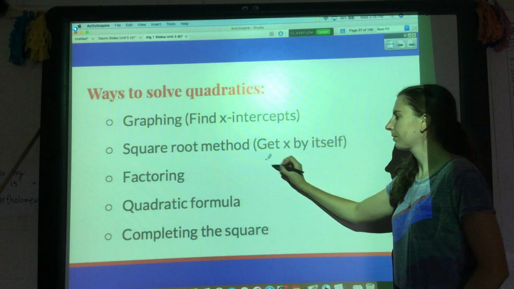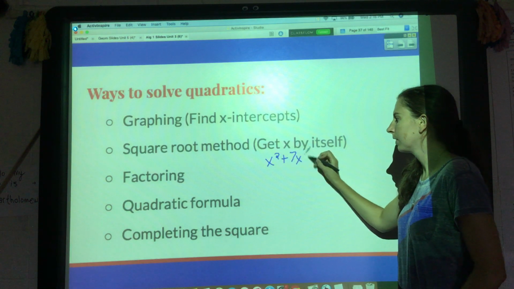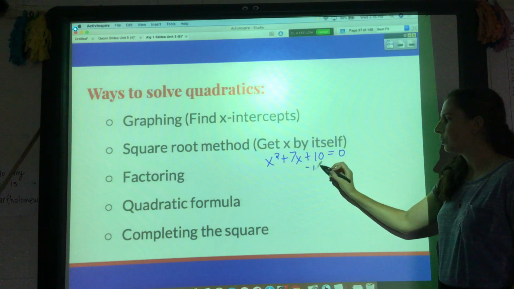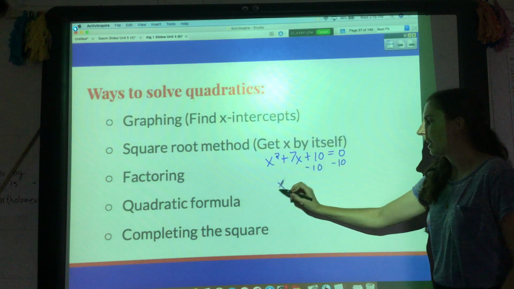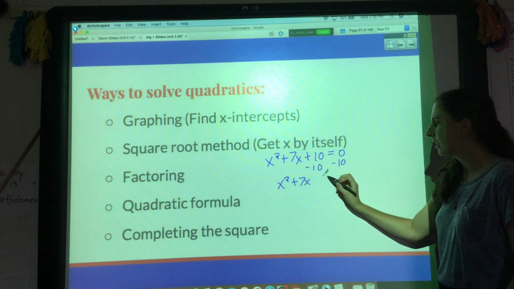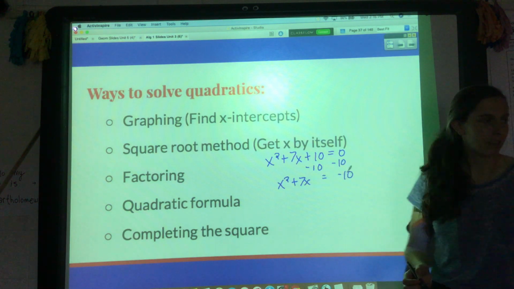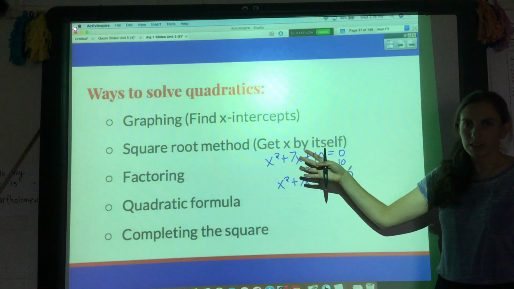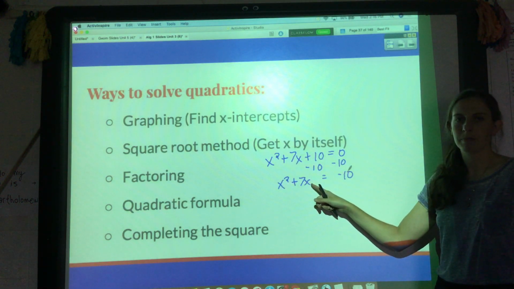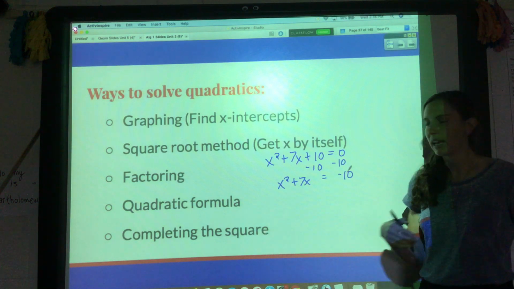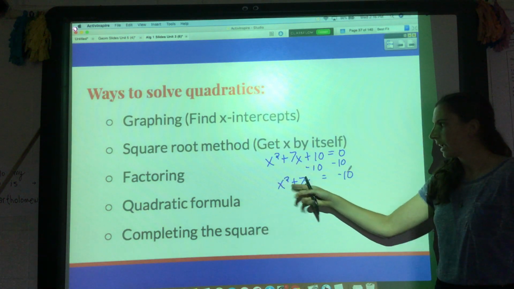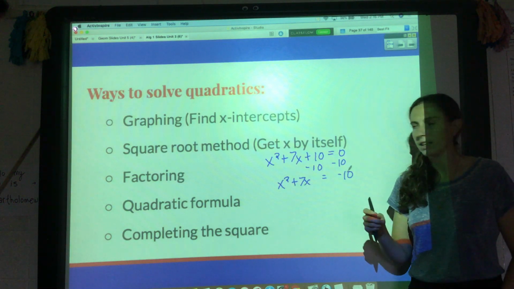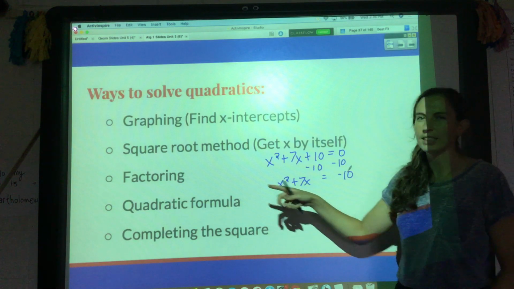For example, if I were trying to solve this quadratic with square root method, I would subtract 10 from both sides and get x squared plus 7x equals negative 10. But the problem with this is I can't get x by itself because there's two of them. There's a way to handle this that we'll talk about later, but for now, I can't do square root method here. I can't get x by itself. So we're going to have to use another method. So we're going to talk about factoring today.